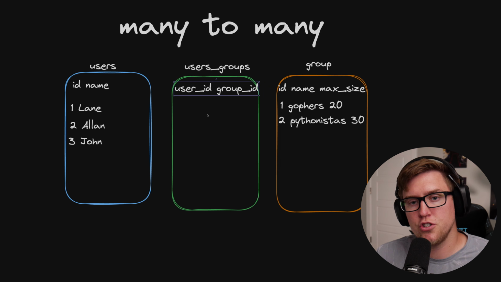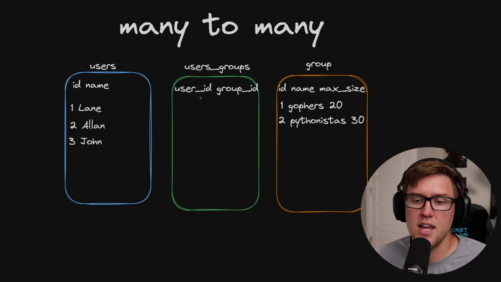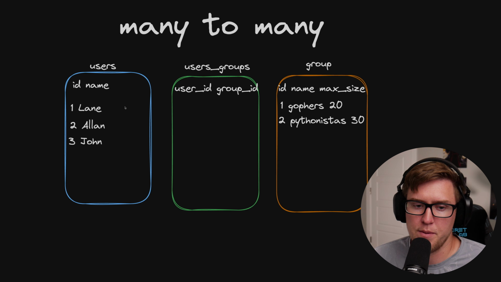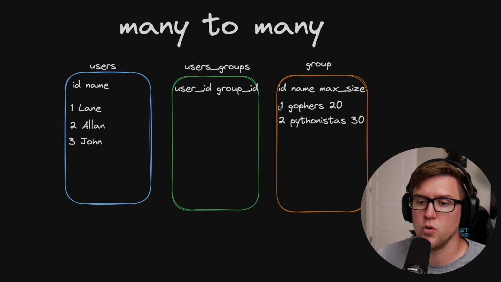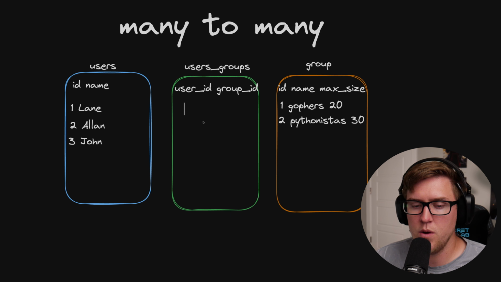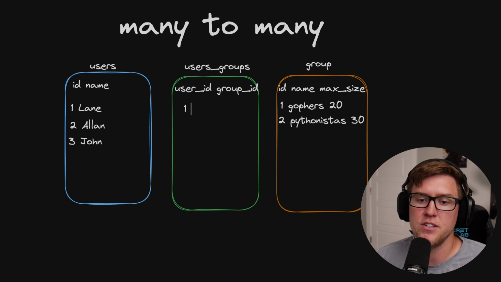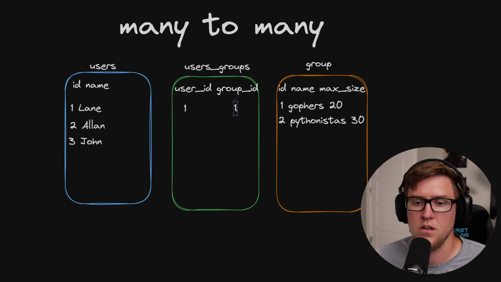And typically you'd put a constraint on this table and say, we are not going to allow two rows in this table to be identical. Let me show you what I mean. So let's say that Lane joins the Gophers group. When he does that, the way we're going to indicate that he's joined is by adding a new row to the joining table that says user ID 1, group ID 1. So user ID 1, group ID 1.